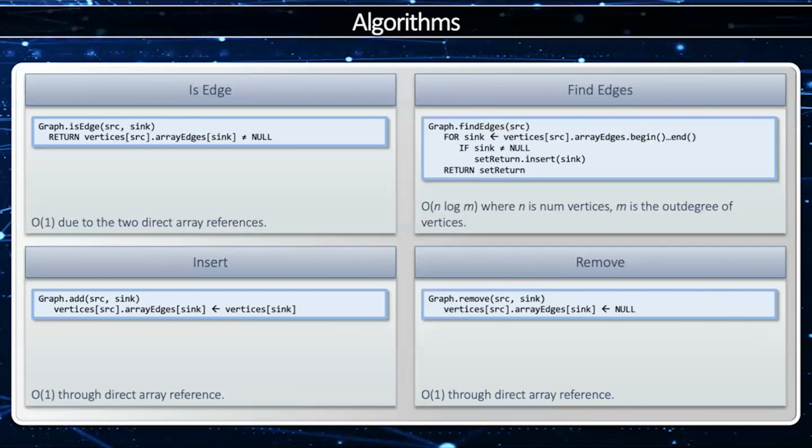The final method I want to implement is to remove a given edge between a source and a sink. This is going to look a lot like the insert with one important exception. Instead of giving it a valid pointer to a graphical node, instead I'm going to put the null pointer. And this is O sub 1 plus O sub 1, which is O sub 1.